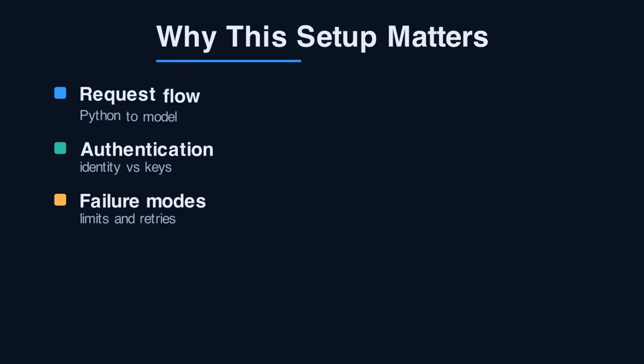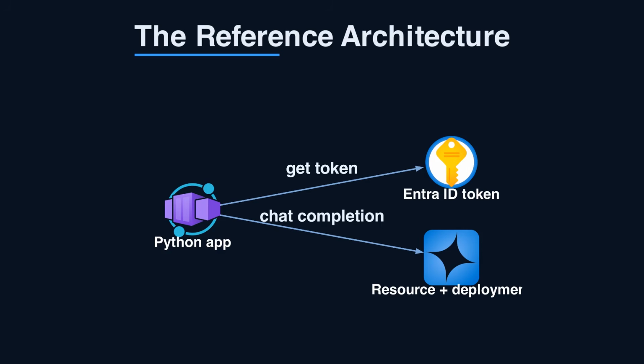Let's open the diagram. Here's the shape of it. Your Python application runs somewhere with an identity, often Azure Container Apps or a function. It authenticates through Microsoft Entra ID, gets a token, then calls an Azure OpenAI resource. Critically, you don't call a model directly. You call a deployment, which is a named instance of a model like GPT-4o that you provisioned in that resource. Key Vault holds any secrets you can't avoid. This separation is deliberate. The resource is your network and policy boundary. The deployment is your capacity and version unit.